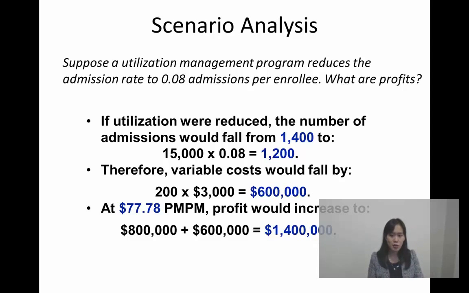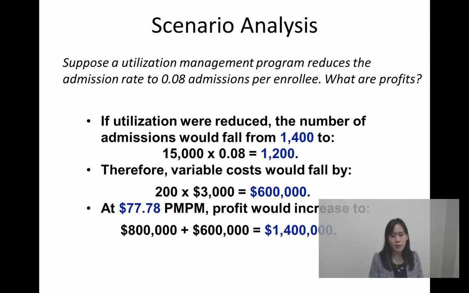So say you're able to reduce admissions from a 0.093 rate to a 0.08 rate. And the question is now, what happens to profits? Well, we know profits are going to increase, but by how much? So if utilization were to fall, we know that at the 0.08 admission rate, 15,000 members times 0.08 means that we would have 1,200 visits for these 15,000 members per year. Originally, we had 1,400 visits, so the number of visits is falling by 200.